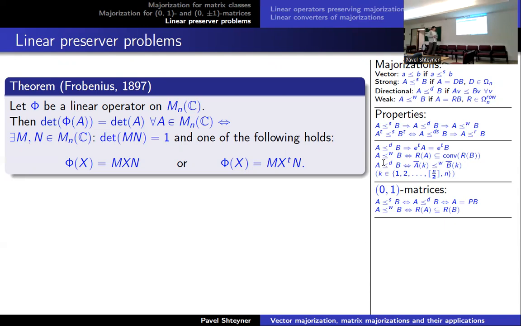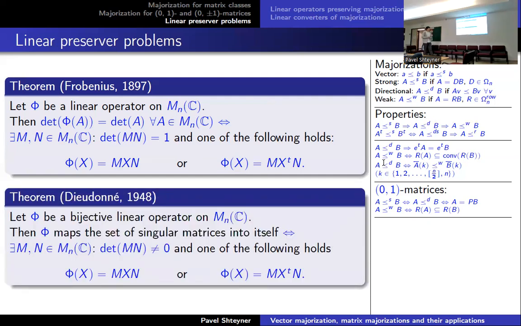It turns out that these preservers are exactly these: either f(X) is M times X times N, or the same with the transpose of X. The only restriction on M and N is that their product should have determinant 1. It's very clear that these operators indeed preserve the determinant, because what is the determinant of this matrix? This is the determinant of X. But what is unclear, and rather surprising, is that there is nothing else. And usually in linear preserver problems, this is the part that is more difficult to prove. You can see that it is a preserver, although this is obviously not always the case, but the difficult part is to prove that there is nothing else.